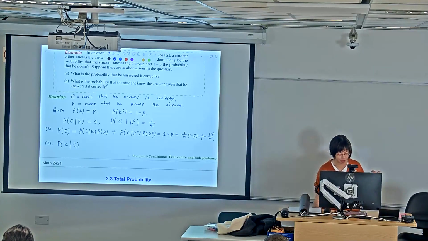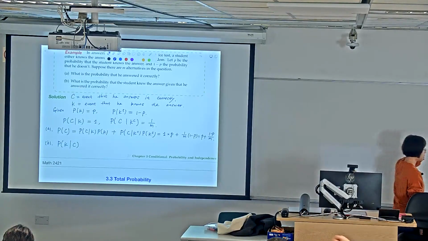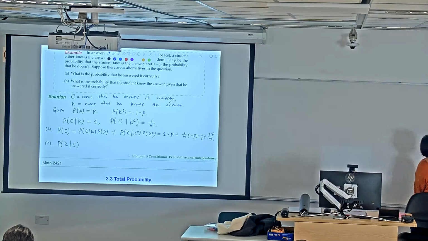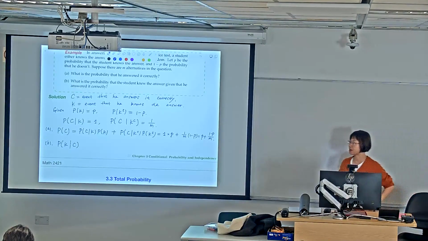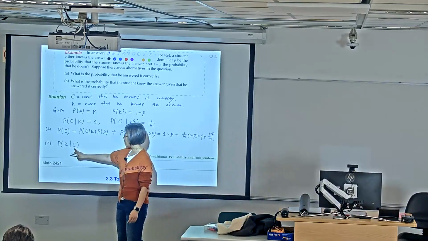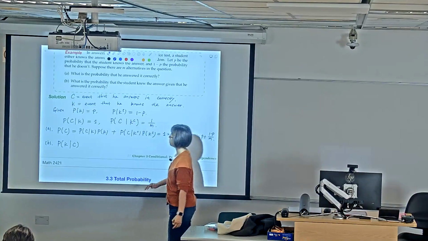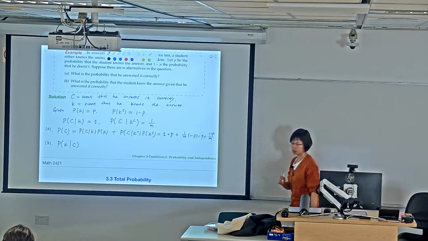Okay, so this is actually the property we are going to talk about next time. It's the Bayes theorem. What we are doing here is, we know that the probability that he knows the answer is P. And now we want to look for what is called the posterior probability. Given that new information occurred, given that the student answers the question correctly, how does this change the probability that he knows the answer?